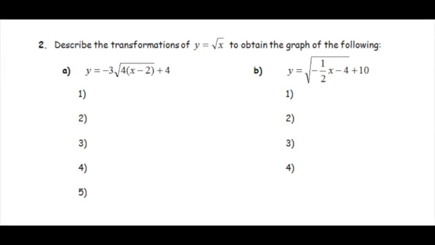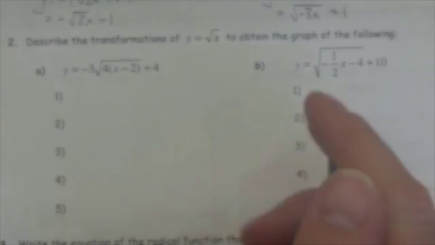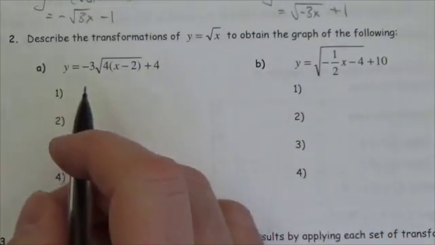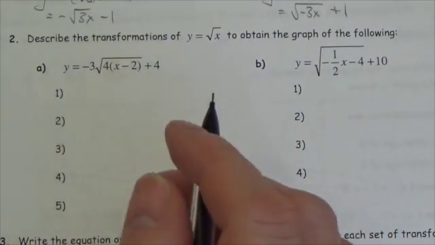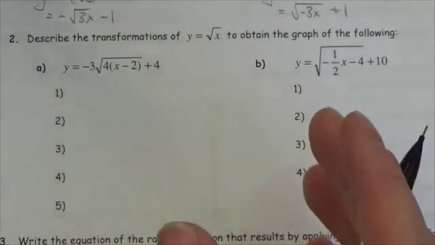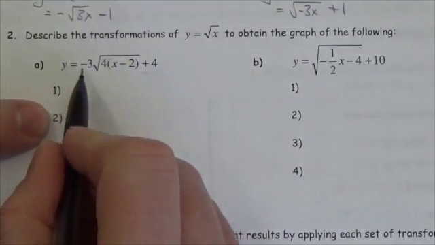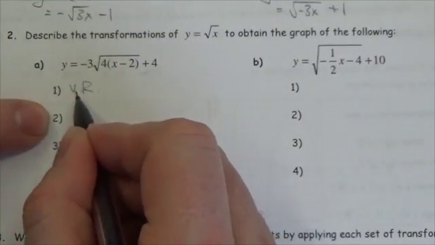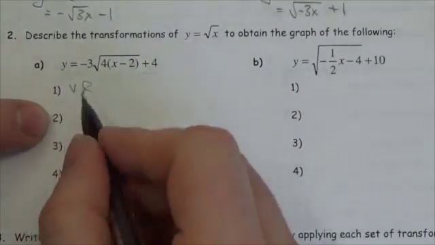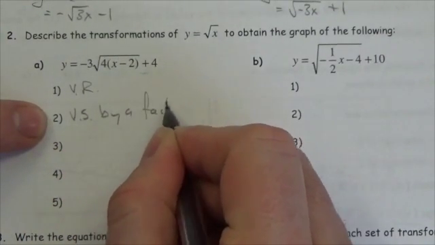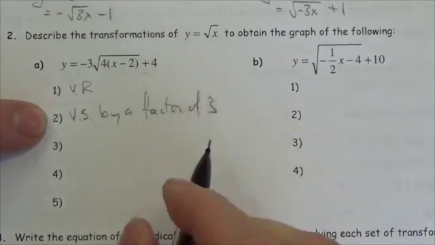Describe the transformations of y equals the square root of x in order to obtain the graph of the following. All right, so to get the transformations here, we basically got to list them off left to right. But we have to make sure that we have separated the translations and the stretches here. Now in this first one, that's not a problem. So the first thing I bump into here is a vertical reflection. That 3 there is a vertical stretch by a factor of 3.